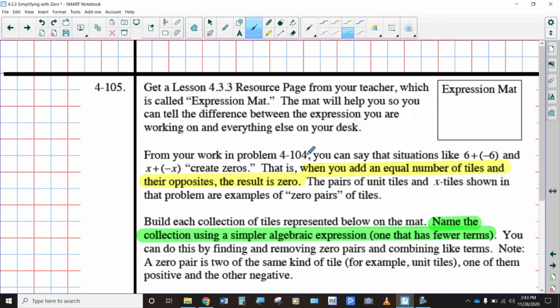Okay, so let's read through the directions. From your work in problem 104, you can say that situations like x plus -x and 6 plus -6 create zeros. That is, when you add an equal number of tiles and their opposites, the result is always going to be equal to 0. The pairs of unit tiles and x tiles shown in that problem are examples of 0 pairs. All right.